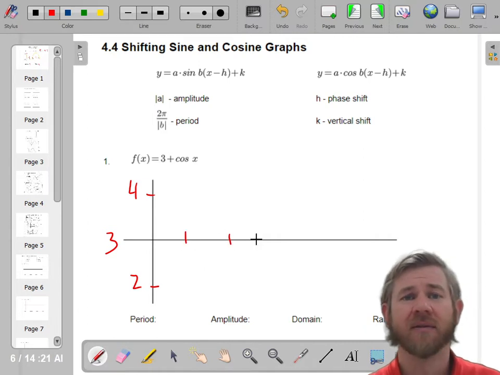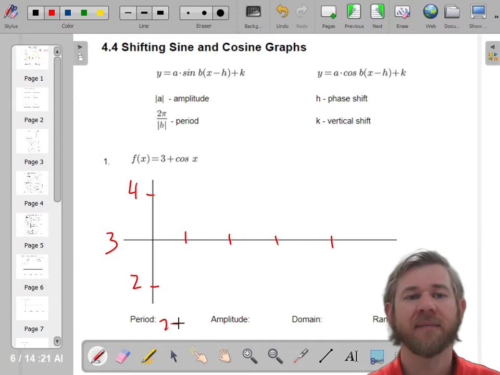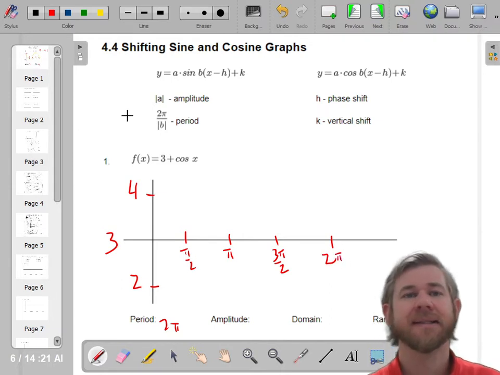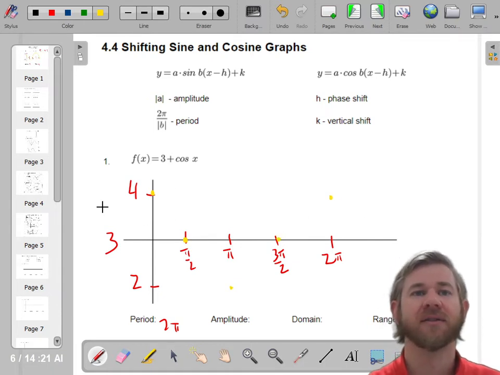Everything else will be the same though. So you'll notice that there's no b value, so that means the period is still 2 pi. So we'll be counting by 1/4 of that, which is pi over 2. And since it's a cosine curve, you just got to remember cosine starts at the top, then goes to the middle, then back down, and it looks something like this. So our cosine curve will be like this. Ooh, pretty good. There we go. Pretty good.